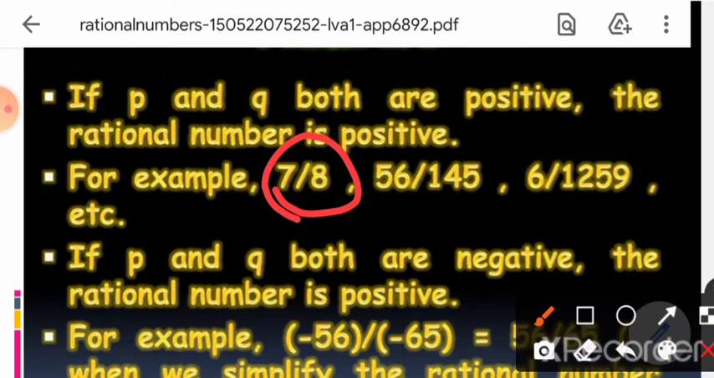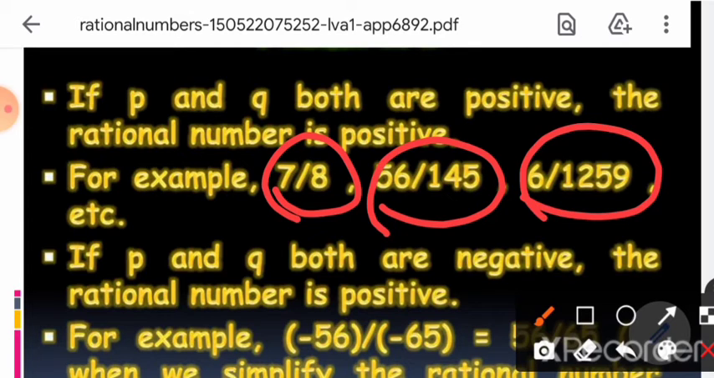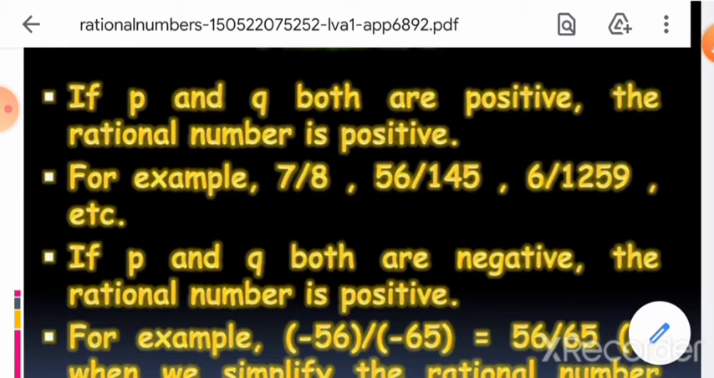7/8: both numerator and denominator are positive. Second case, if both are negative, like minus 56 upon minus 65, the minus signs cancel out, so it is also a positive rational number. It means if the numerator and denominator are both positive or both negative, this type of number is a positive rational number.